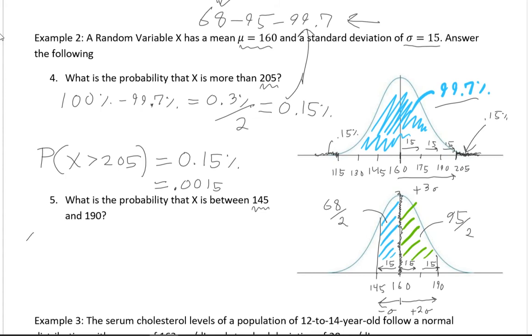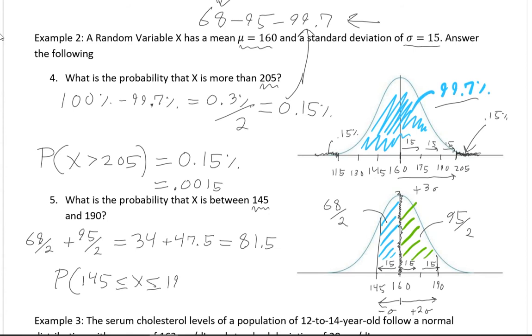So all we need to do is take 68 divided by 2 and add that to whatever 95 divided by 2 is. 68 divided by 2 is 34. We answered that in a previous problem. 95 divided by 2 is 47.5. And then that together adds up to 81.5. So we have that the probability between 145 and 190 is an answer of 81.5%.